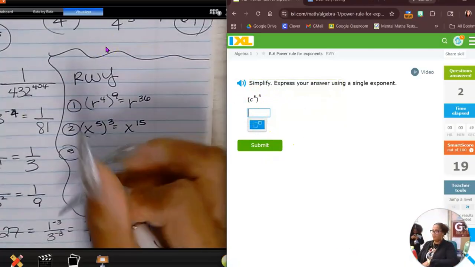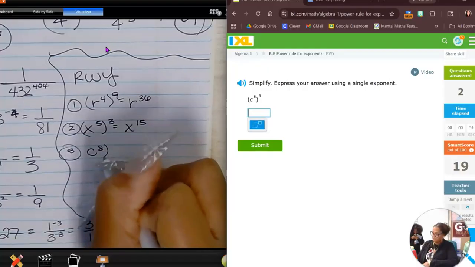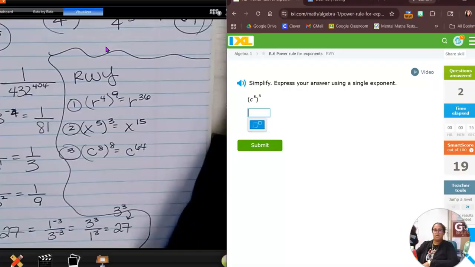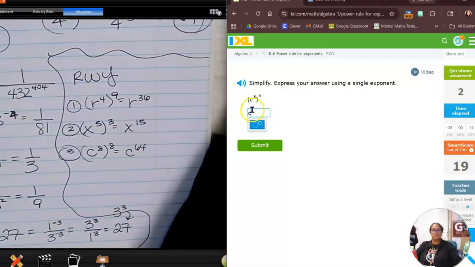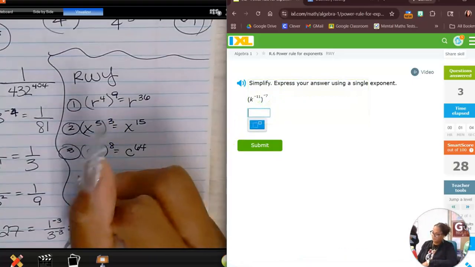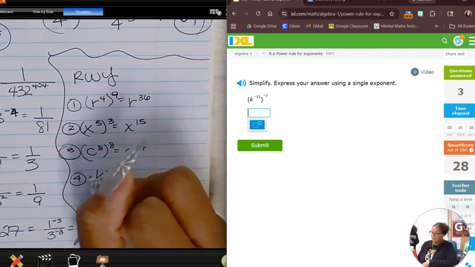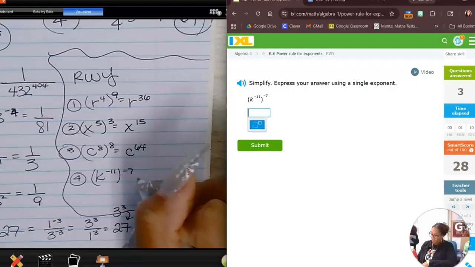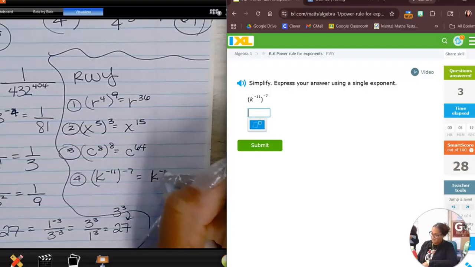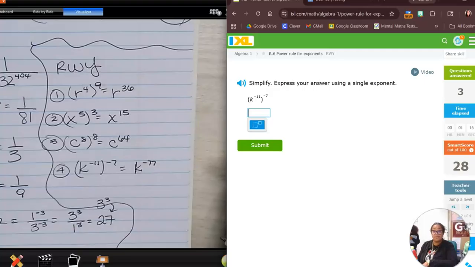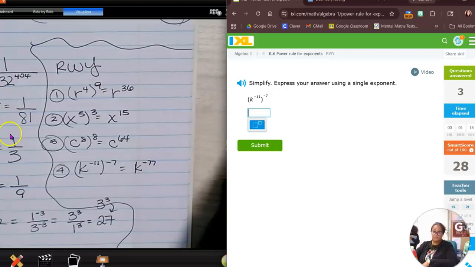C to the 8th power to the 8th power. 8 times 8 is 64. C to the 64th power. K to the negative 11th to the negative 7th power equals K to the negative 77th. Do they want me writing this as a fraction? No, they don't give me a fraction, so it's K to the negative 77th power.